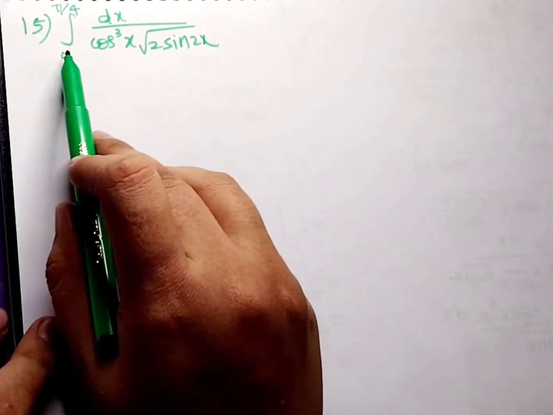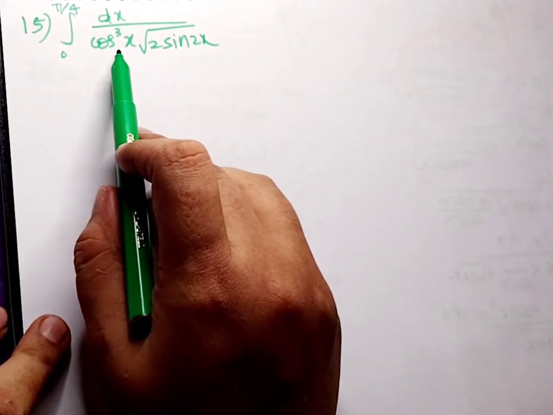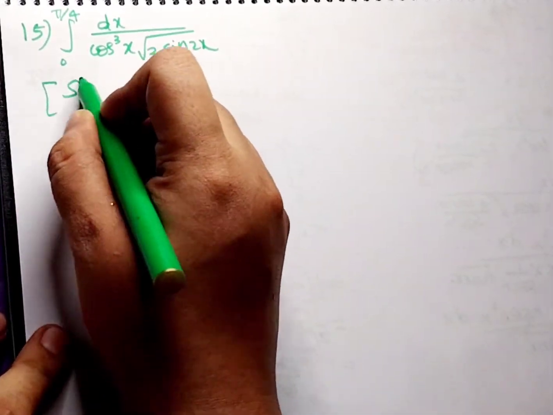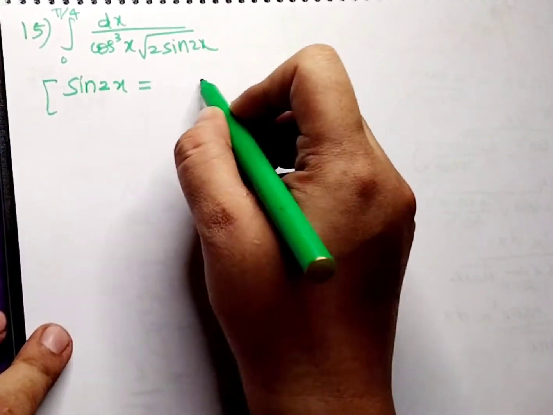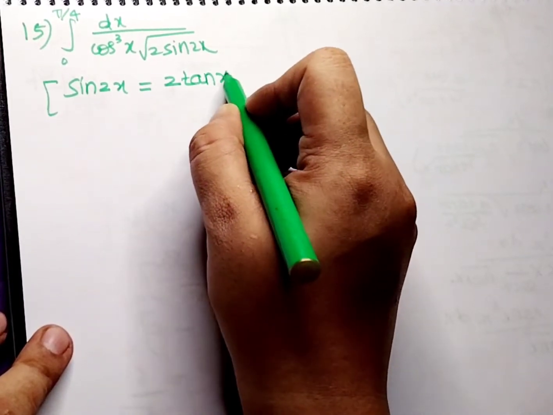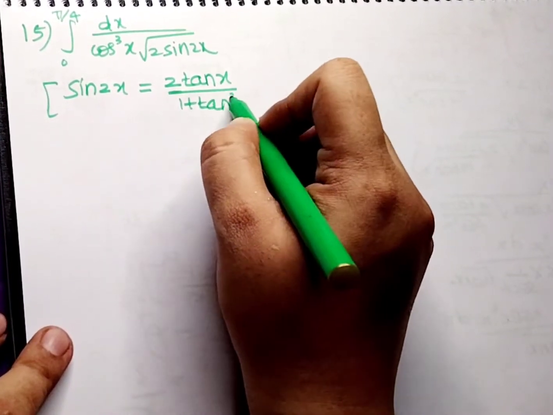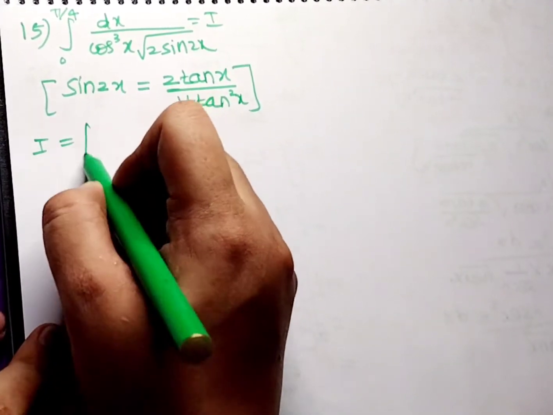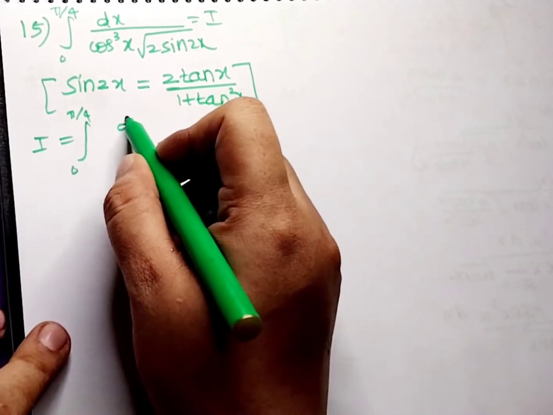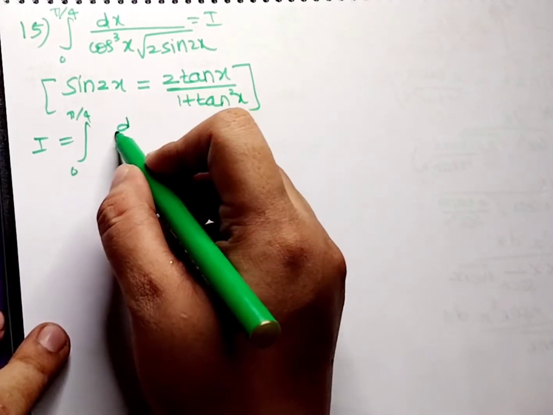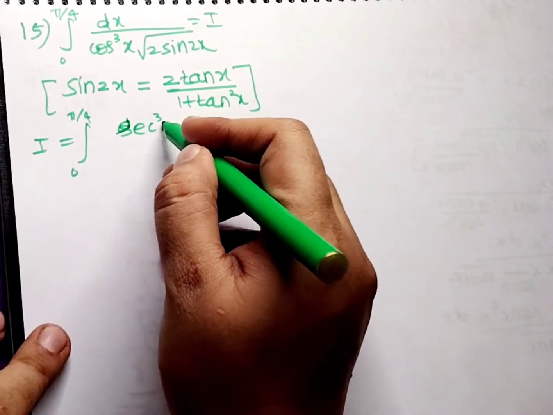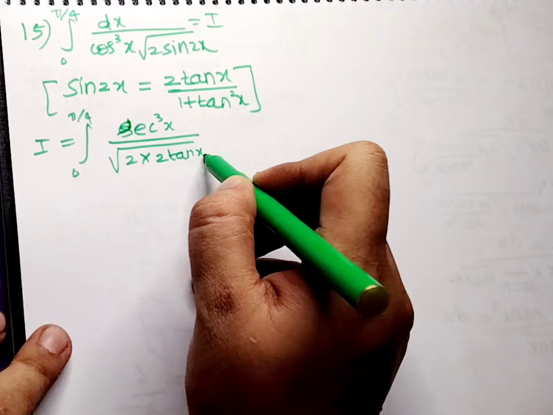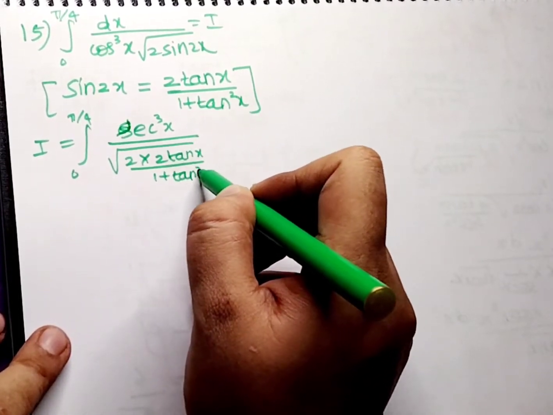Question number 15. Integral 0 to pi by 4 dx by cos cube x into root of 2 sin x, sin 2x. We'll make use of the formula for sin 2x in terms of tan, so this is 2 tan x by 1 plus tan square x. When we replace, we'll take this as I. So I is equal to integral 0 to pi by 4 dx. This cos cube we can take to the numerator, so 1 by cos cube is secant cube x, the whole by, already 2 we have, so 2 tan x by 1 plus tan square x into dx.